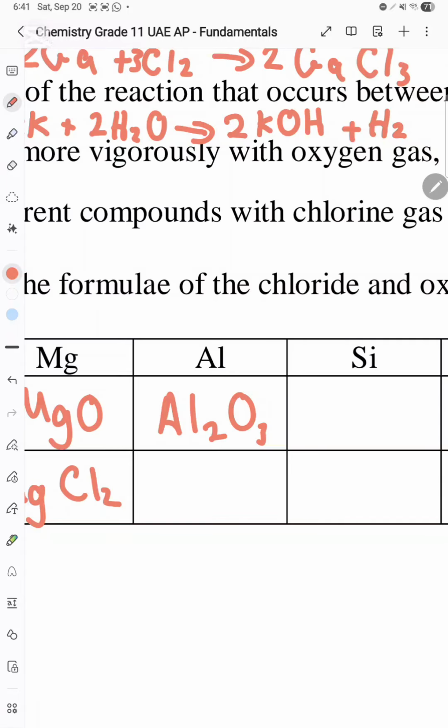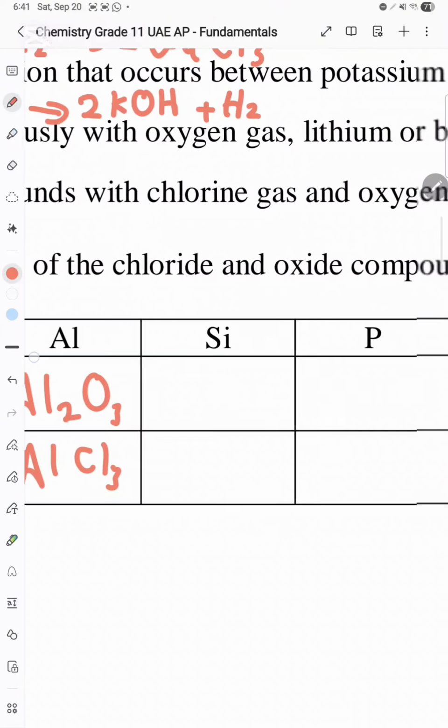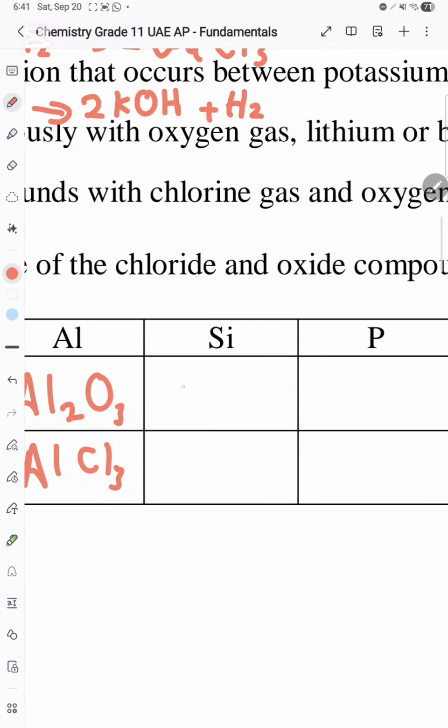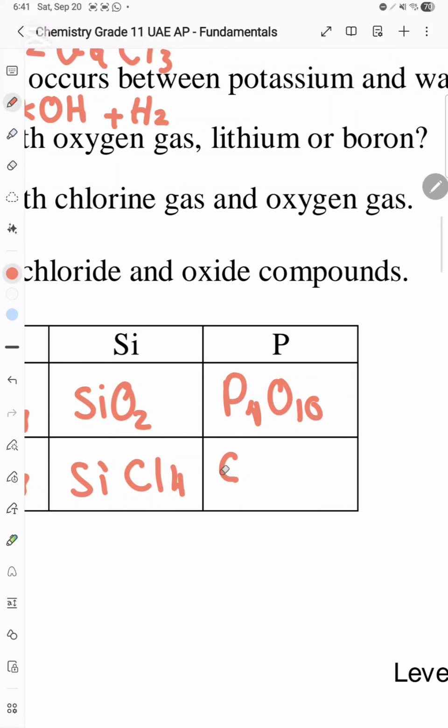And here it is AlCl3. Si is Si4 plus and O2 minus, so it's supposed to be Si2O4, but you can take the simplest one, so it's SiO2. And here it's SiCl4. Now phosphorus is an exception. Memorize it. It's phosphorus P4O10 or P2O5 and PCl5. They bring this in the exam also.